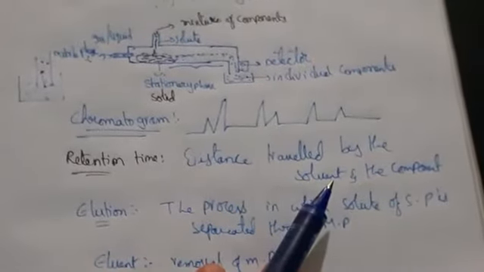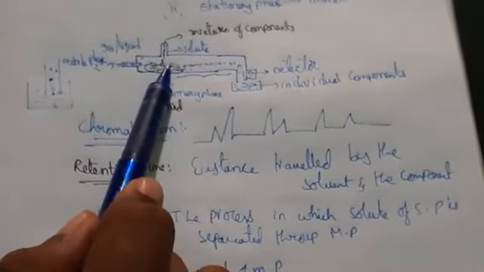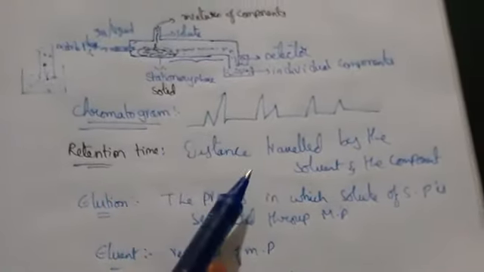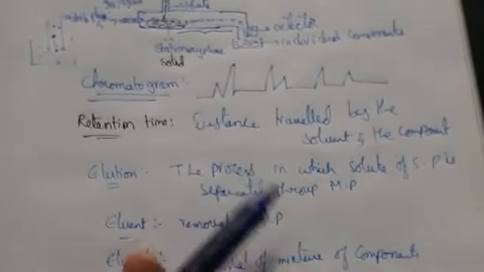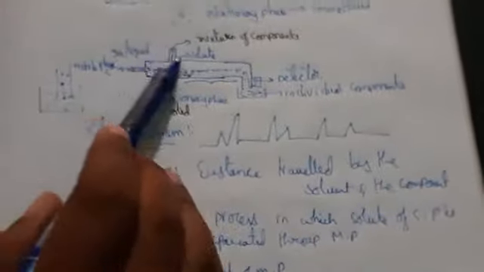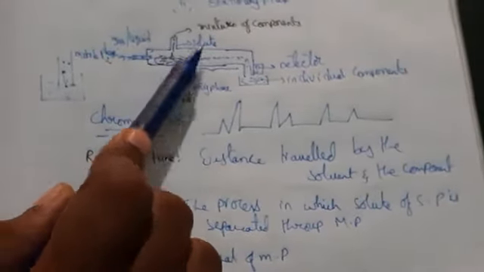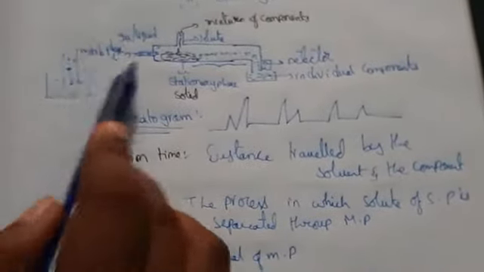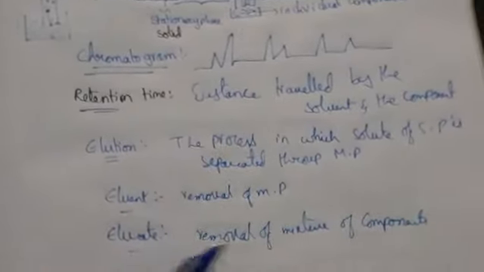Retention time is the distance traveled by the solvent and the individual component. Elution is the process in which the solute of the stationary phase is separated through the mobile phase. Eluent is only the removal of the mobile phase. Eluate is the mixture of components removed. So these are the basic terms of chromatography. Now let us enter into the principle. So let us see what the principle is.